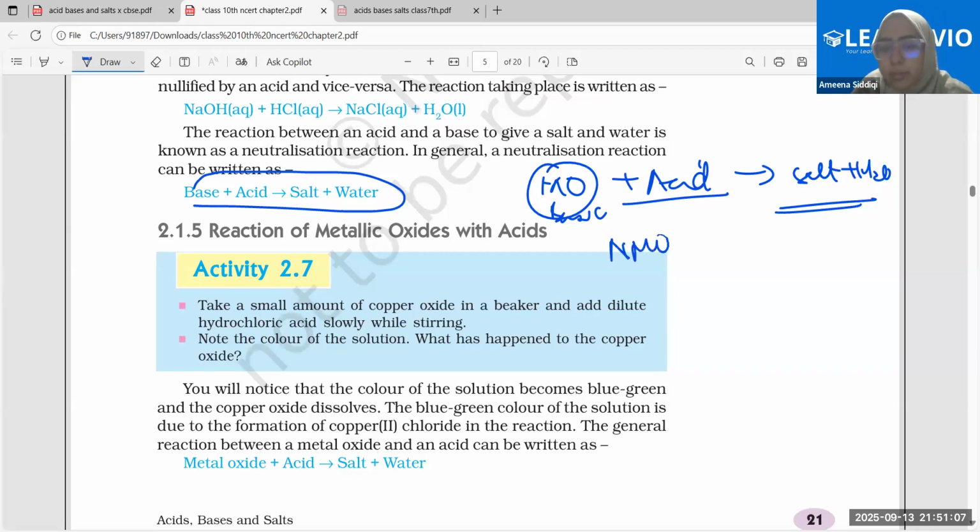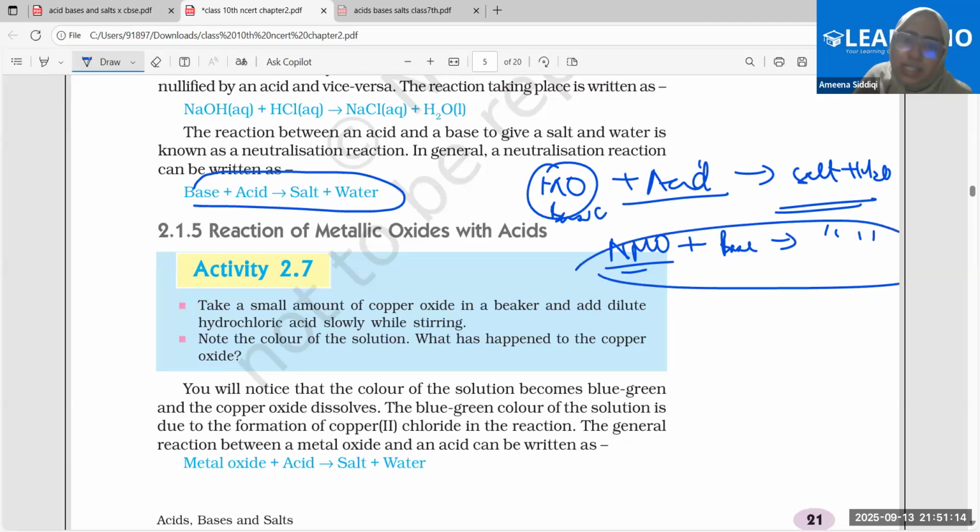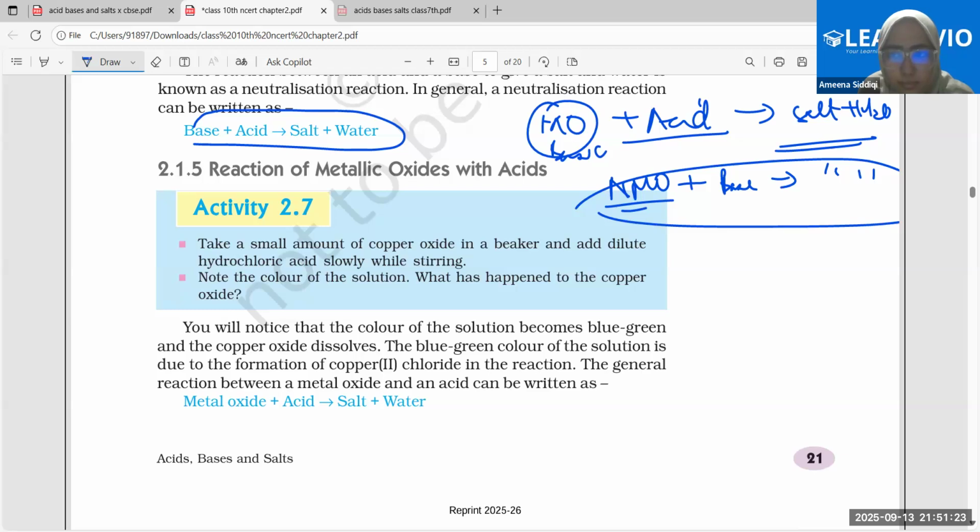If we have non-metallic oxides, what will be the other reactant? That will be the base. And then also we will have the same reaction. Is it clear? Because the nature of the non-metallic oxides is acidic. Fine.